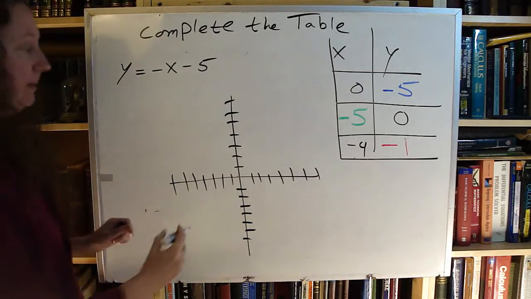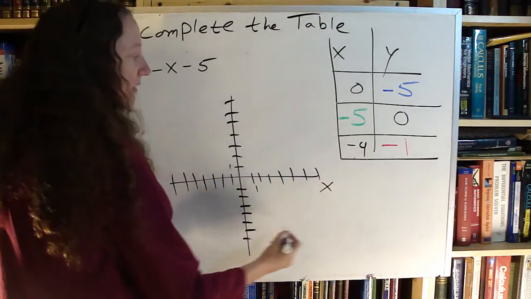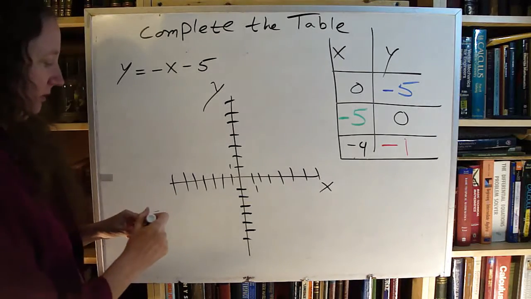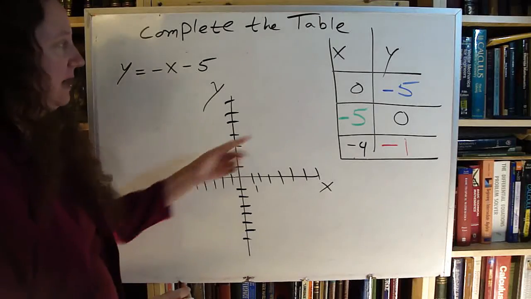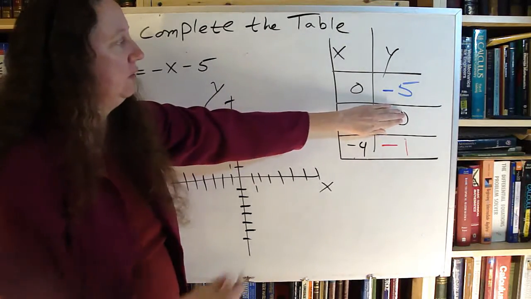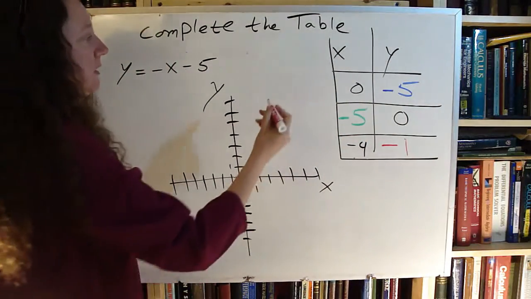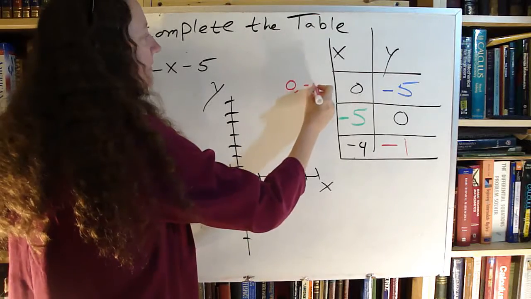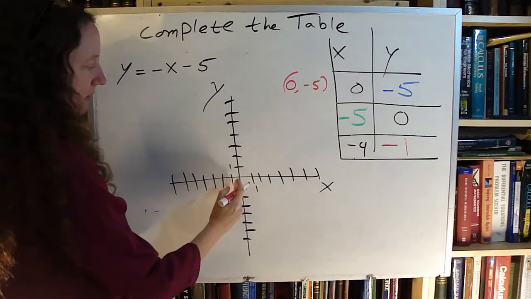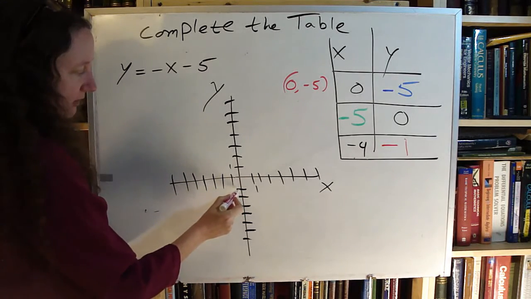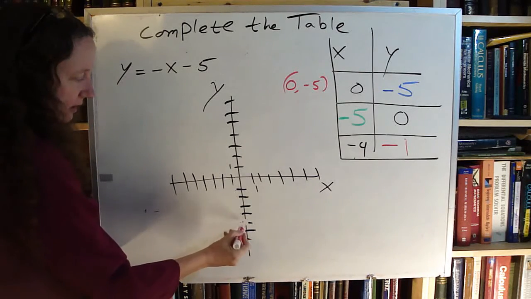Okay, so I'm counting by ones. That's one there, that's one there. This is my x-axis, this is my y-axis. I need to find my various points here. So that first one, 0 for x, -5 for y, gives me 0, -5. 0, left and right, -5, that's -1, -2, -3, -4, -5. Put my dot right there.